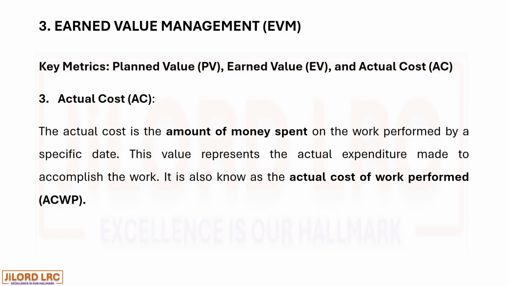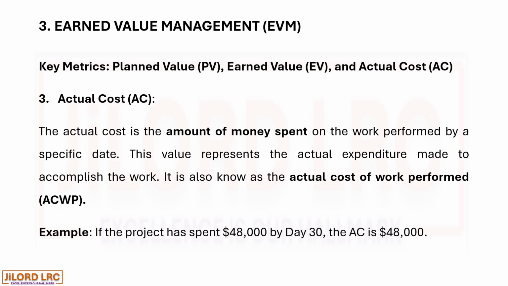3. Actual cost. The actual cost is the amount of money spent on the work performed by a specific date. This value represents the actual expenditure made to accomplish the work. It is also known as the actual cost of work performed, ACWP. For example, if the project has spent $48,000 by day 30, the actual cost is $48,000.